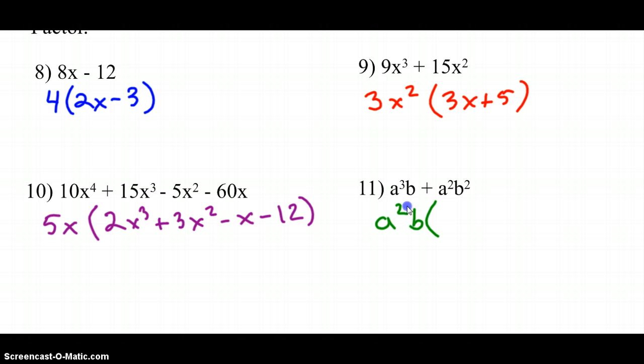And then we have to look at, okay, well, what do I have inside parentheses here so that it multiplies back to where we started? A squared b times a would give me an a to the third b. And then we need to say, okay, well, a squared b times what is a squared b squared. Well, I've already got the a squared. I've got b to the first. I need it to be b to the second, so I need a b right there.